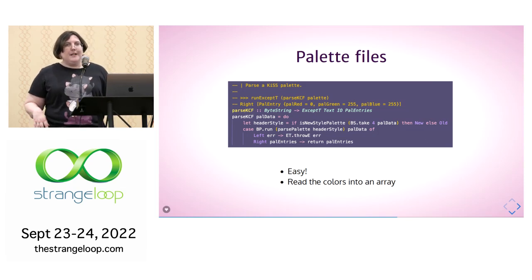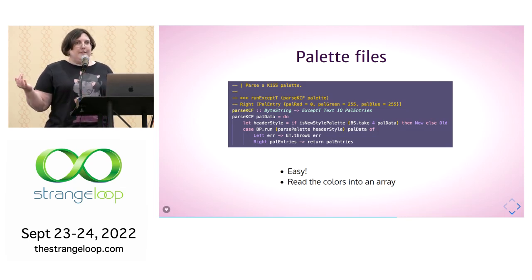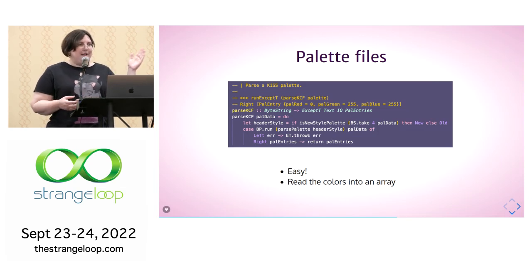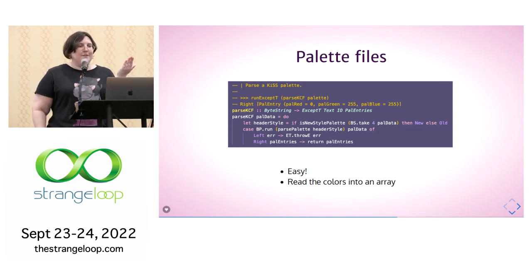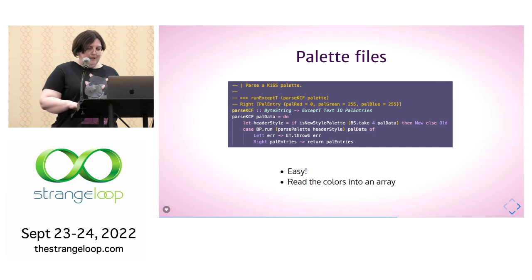Palette files are actually really, really easy. Palette files are just a list of colors, basically. It's just an array of red, green, and blue colors. So if we can just read what's the red value, what's the green value, what's the blue value of this color, and then stick it into an array, we're done.